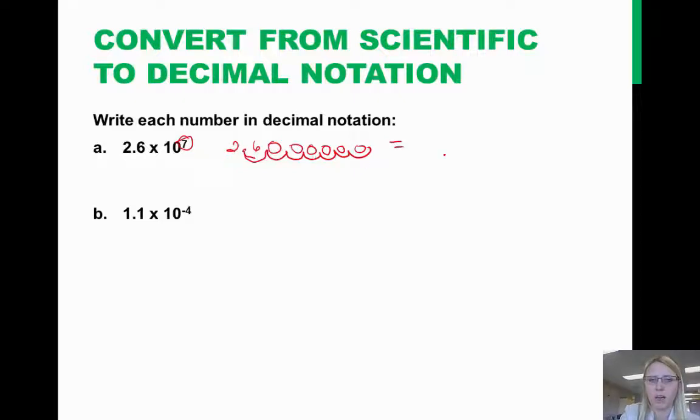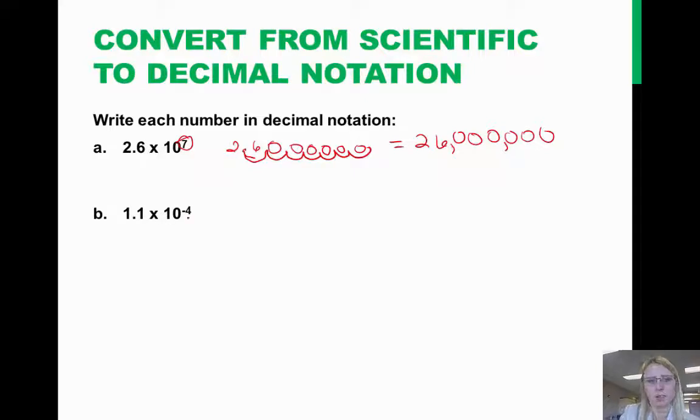Okay, so now, if I rewrite this out, I can put commas in like that. So I have 26 million.